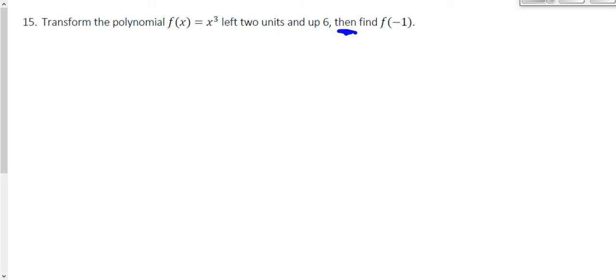So remember that standard form for transformations. Any stretch or compress goes in front, and then comes our x with any left or right movement inside, and then whatever parent function we have. And at the very end, we have any up or down movement.